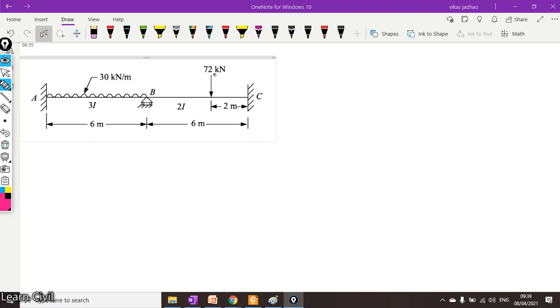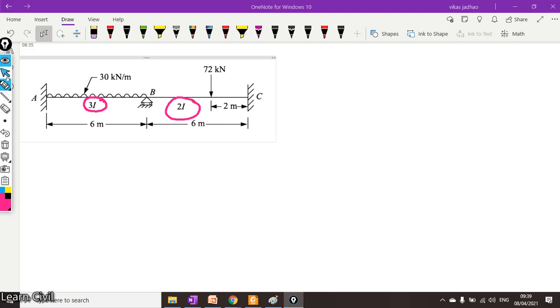Span BC is subjected to a point load of 72 kilonewton, which is acting at a distance of 2 meter from this end C and at a distance of 4 meter from B. Now the moment of inertia for span AB is 3I and the moment of inertia for span BC is twice I.